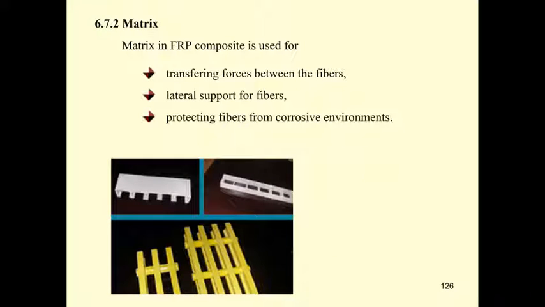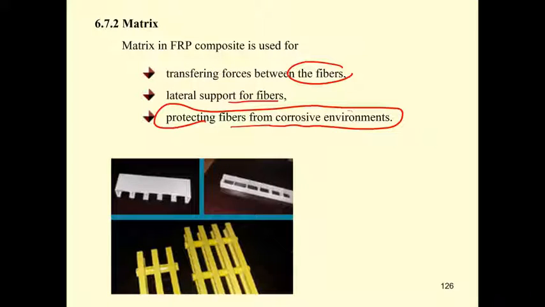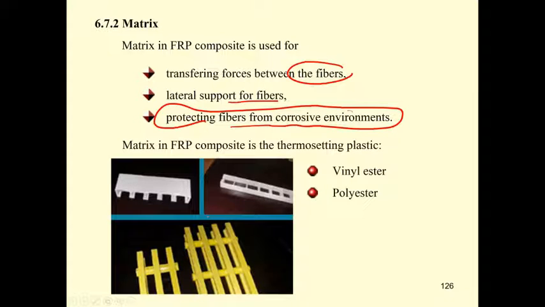The matrix is mostly polymer and is used to transfer the force between the fibers. That is somewhat similar to the concrete in some ways, and it laterally supports the fiber, and it protects the fiber from a corrosive environment. Okay, and you can put various colors into it. Most of the matrix used in this application is a thermosetting matrix.